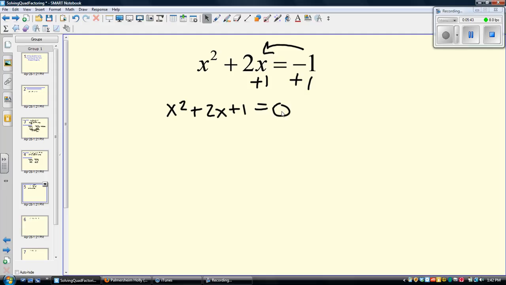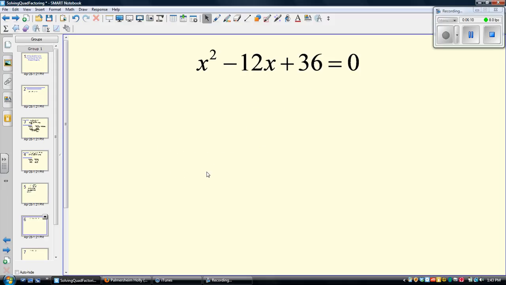So once we get that equal to 0, now we can factor and say, okay, well, this has to be x plus 1, x plus 1. So then we have x equals negative 1, and we don't have to write it twice because if these are the same factors, then you only have that one zero. So on the next slide, I want you to copy down the problem, pause the video, and give it a try.